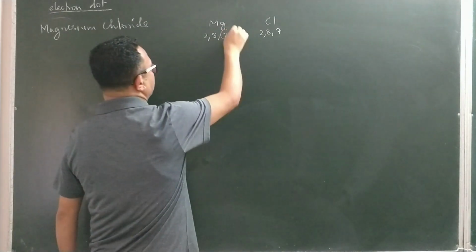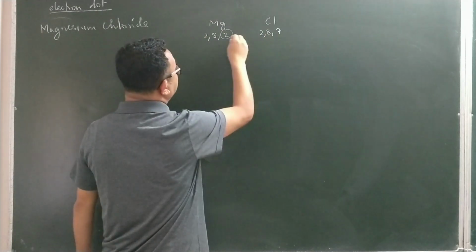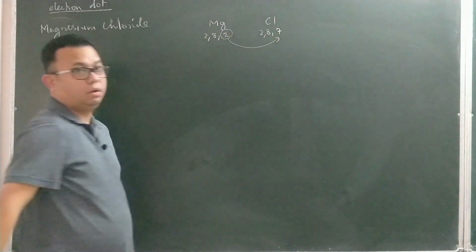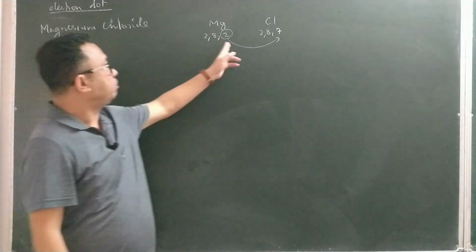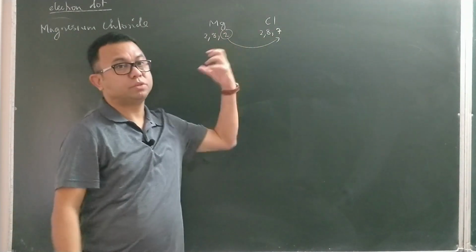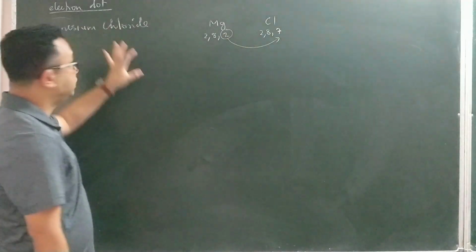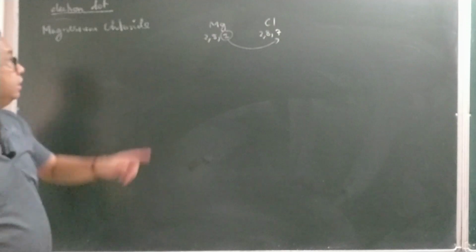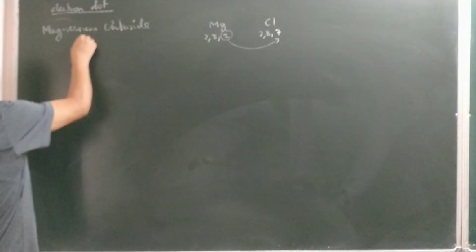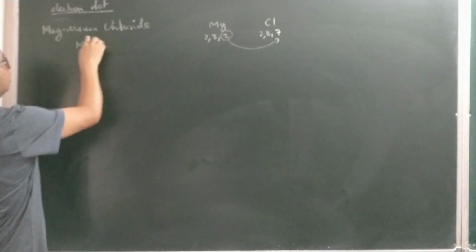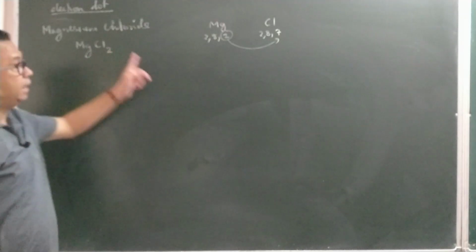Now, magnesium has 2 electrons in its outermost shell, and chlorine has only 7. It requires only 1, but magnesium has to give 2 electrons, and chlorine cannot take 2 electrons, it can take only 1. So a partnership like this cannot be formed, because both must be stable. So 2 electrons must be given somewhere. That's why I wrote it this way, because you will understand it better if you write the formula of magnesium chloride. Magnesium valency 2, chlorine valency 1, so 2 and 1 are exchanged, and magnesium chloride is written as MgCl2.